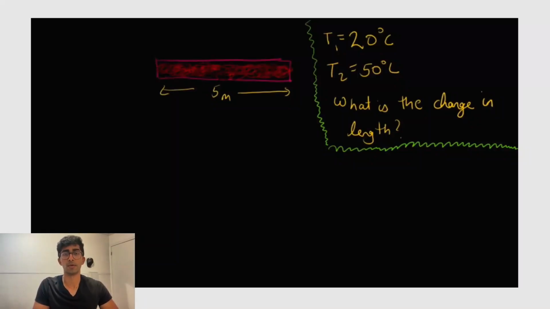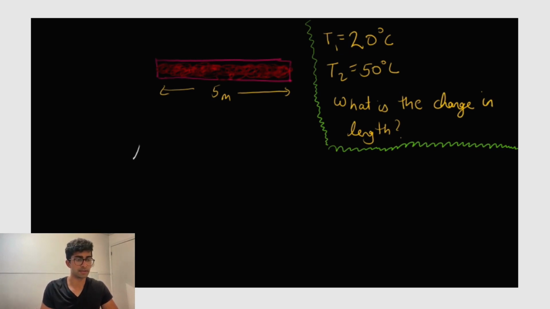Let's say I was an interviewer and I proposed to you a hypothetical rod which is roughly 5 meters long. I told you that it was originally at 20 degrees Celsius and I heated it up to 50 degrees Celsius. What would be the change in length after I heated it up to that temperature? Well, again, this concept is relatively straightforward. You just use the coefficient of thermal expansion formula and you should be fine.